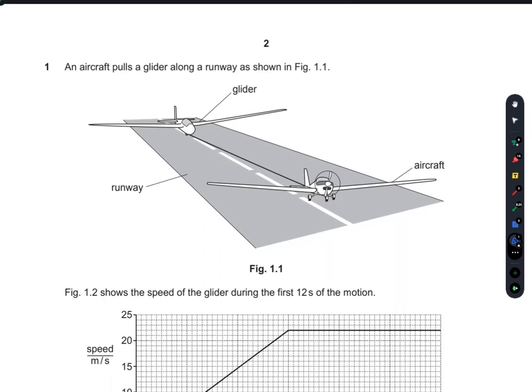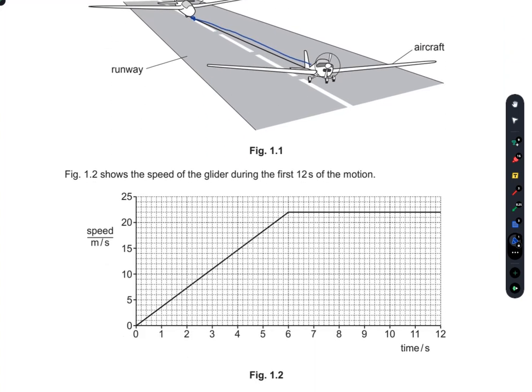Question number 1 is: an aircraft pulls a glider along a runway as shown in figure 1.1. So this aircraft is attached to this glider here, and as soon as this aircraft starts to move up in the air, the glider runs with it, and it also starts to move up in the air. Figure 1.2 shows the speed of the glider during the first 12 seconds of the motion. Time is on the x-axis and speed is on the y-axis.